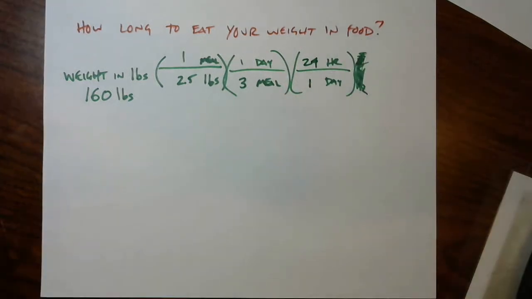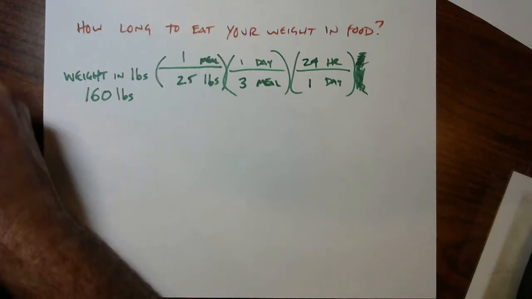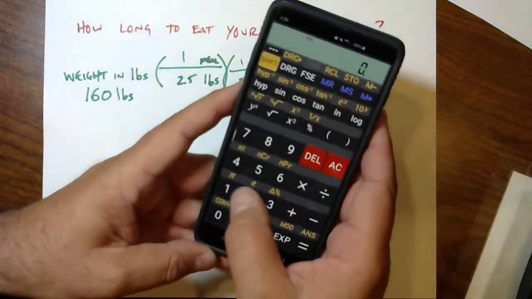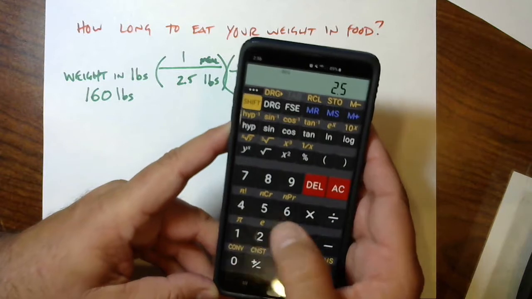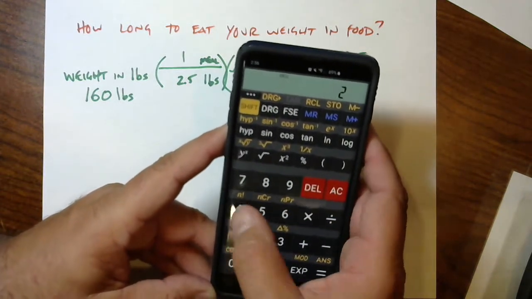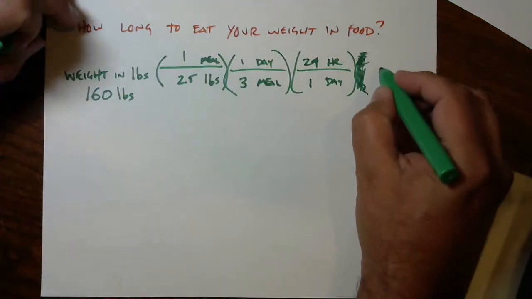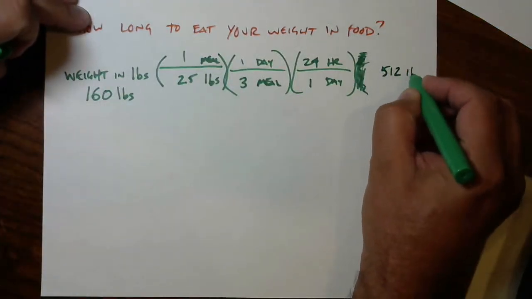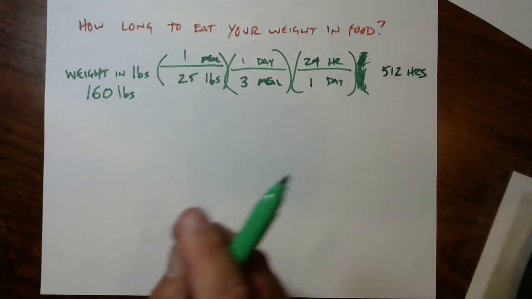So if I was going to do this for this imaginary 160-pound Chipotle fan, we could take 160 pounds. We would divide it by 2.5. We would divide it by 3. And then we would multiply by 24. And we would get 512 hours. This person would take 512 hours. Now, maybe you don't know what 512 hours is, but you could convert that into something else.